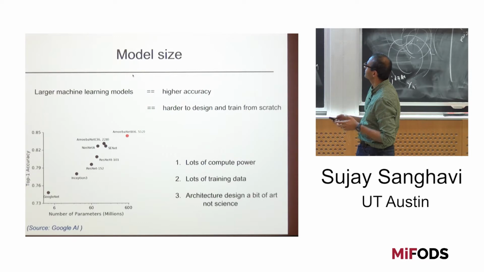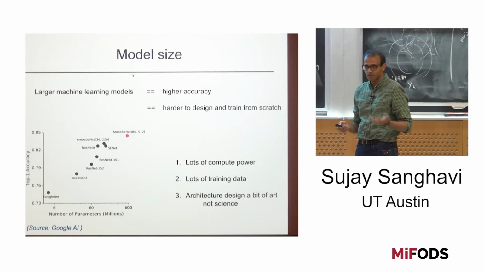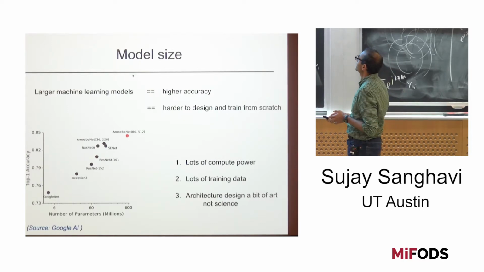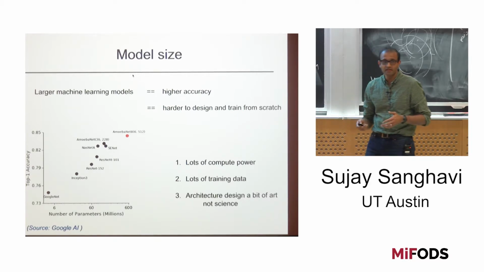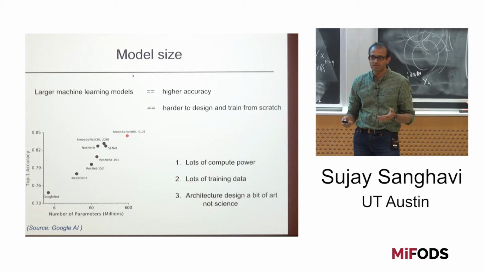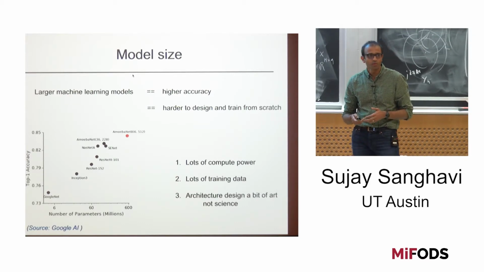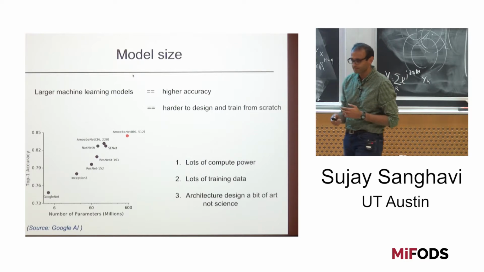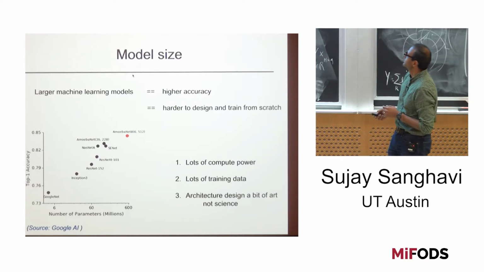And so the upshot is you need lots of compute power, and you need an enormous amount of training data, which often does not exist outside corporate America. And even after all that, the actual architecture design is a lot of art and not science, and also a lot of work in hyperparameter optimization and things like that, which is not easy to replicate.